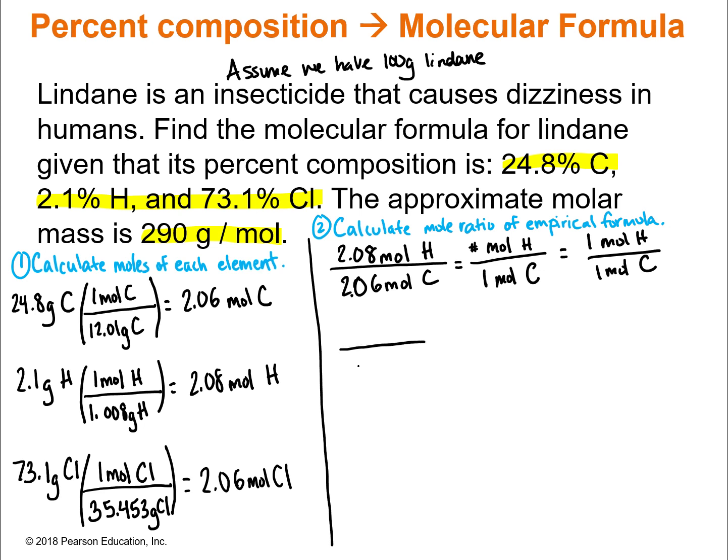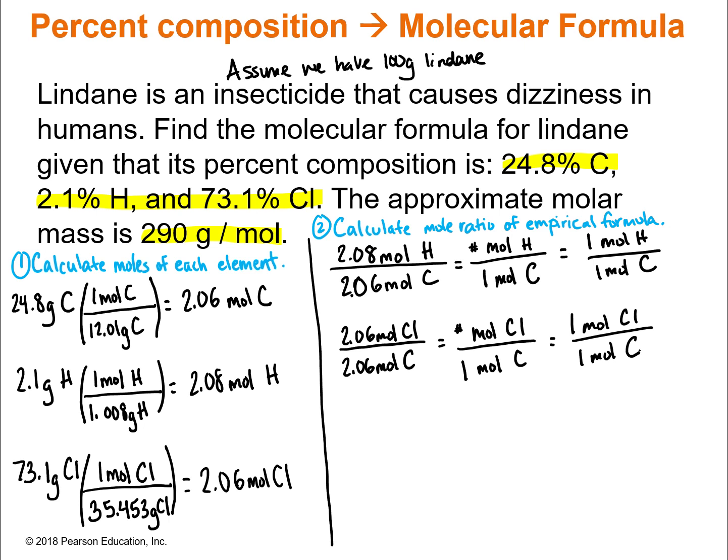Then we do the same thing with the chlorine. When we do this division, it tells us how many moles of chlorine are in the empirical formula for every 1 mole of carbon. It just so happens that the answer is 1. So our empirical formula is CHCl because all of these have 1. And these are our subscripts.